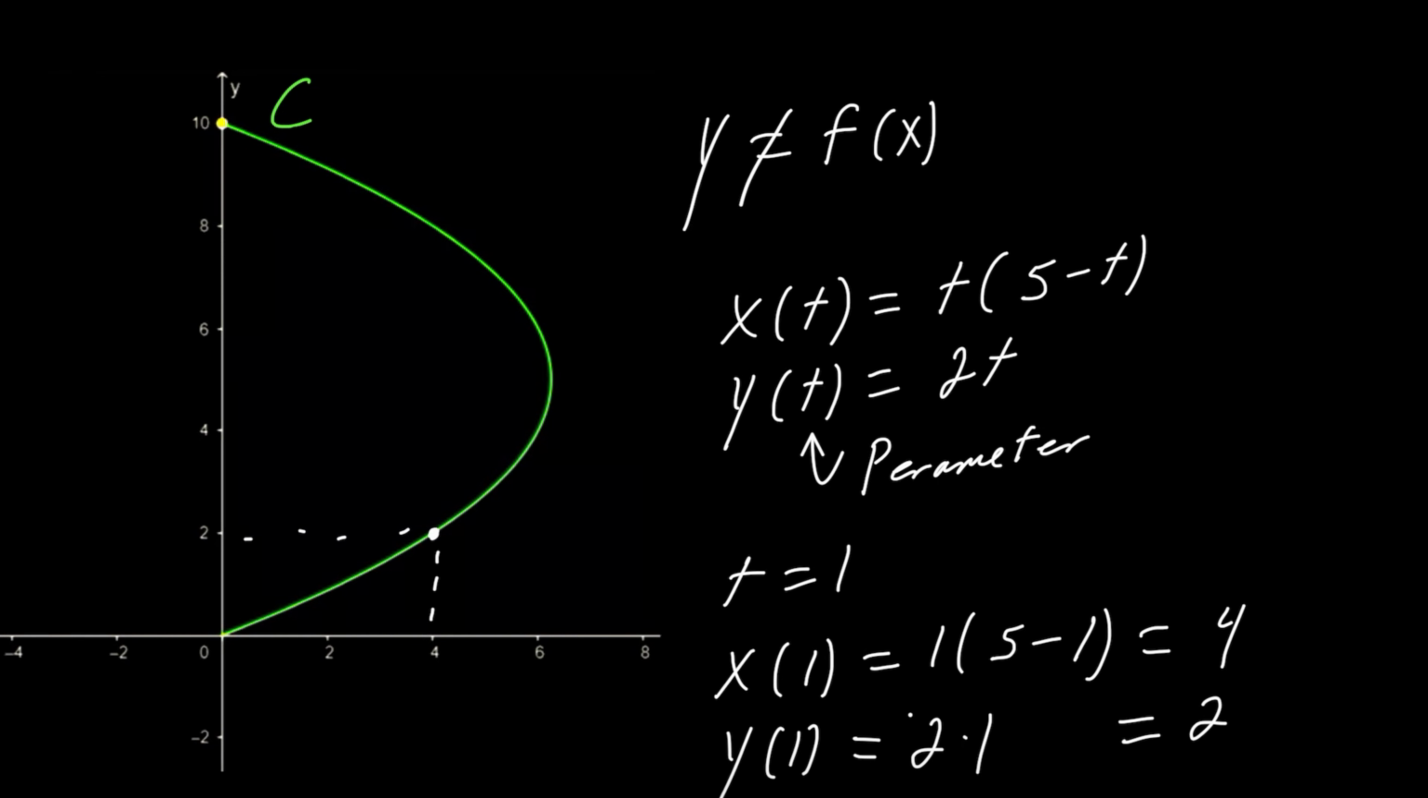Approximately right there. This is time equals 1. So we know that 1 second into the bug's journey, it's traveled to this point, (4, 2).